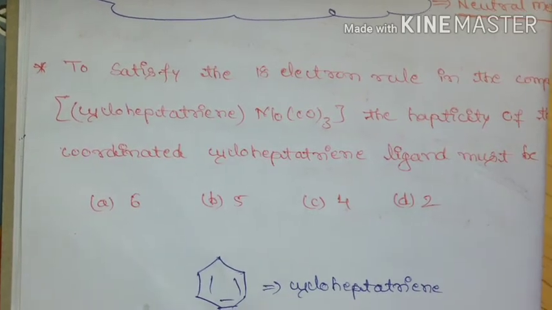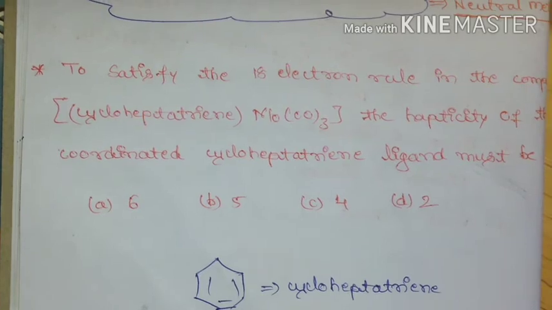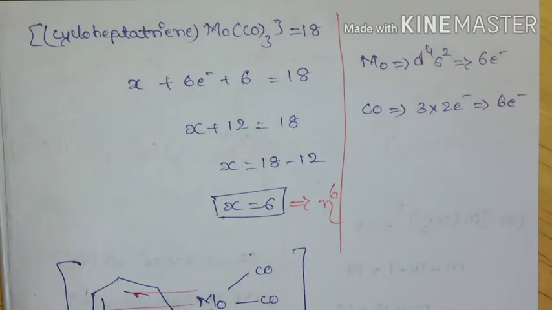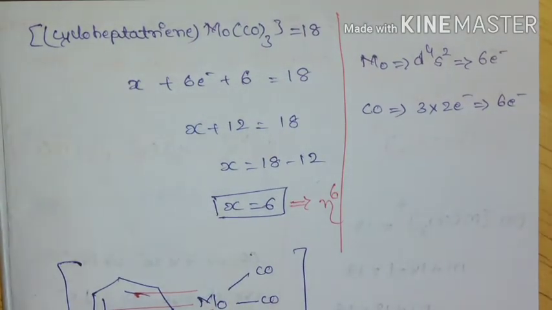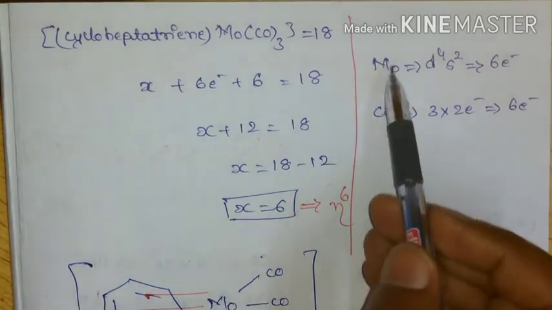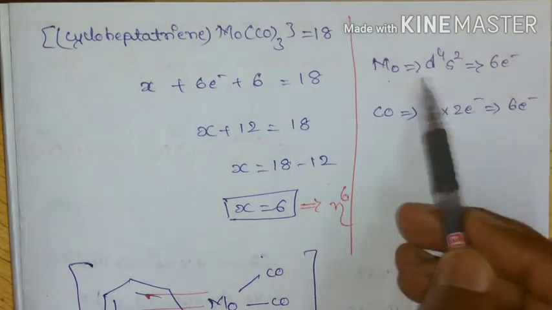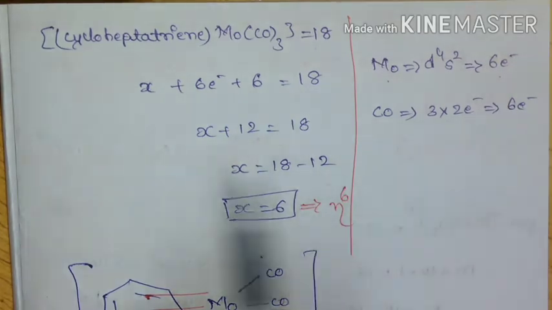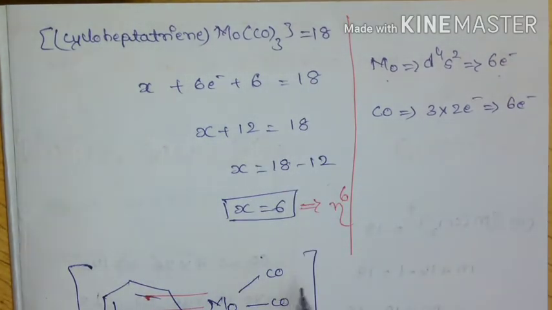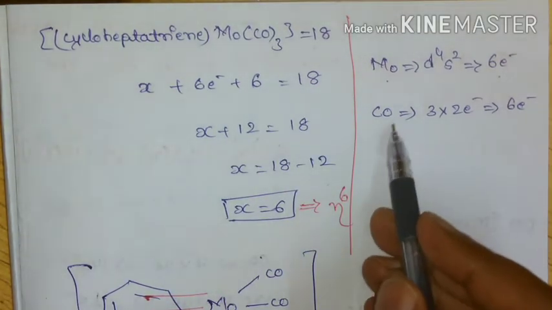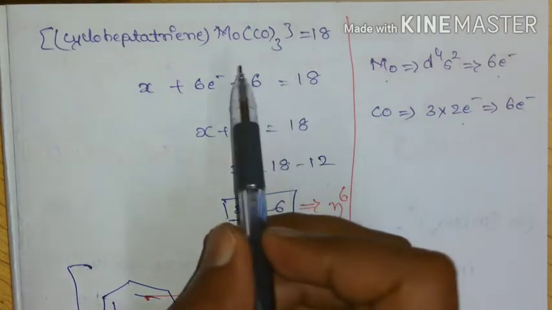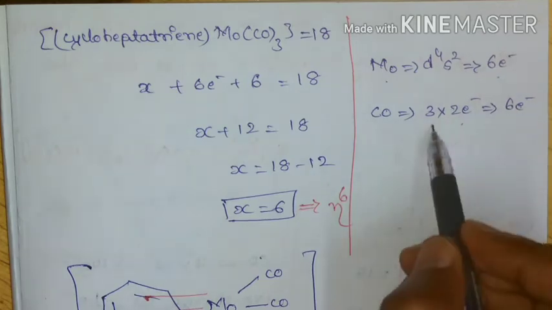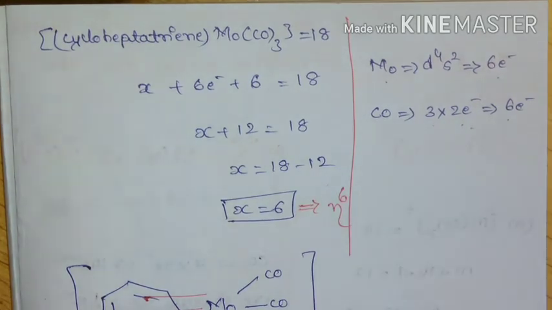So this is the structure of cycloheptatriene. How we can find hapticity through the 18 electron rule. Here is the complex given and it is going to obey the 18 electron rule. The metal is molybdenum, so it is going to contribute 6 electrons, and one more ligand is carbonyl. Since it is a neutral ligand, it is going to contribute 2 electrons. Since 3 carbonyl ligands are present, overall it is going to contribute 6 electrons.